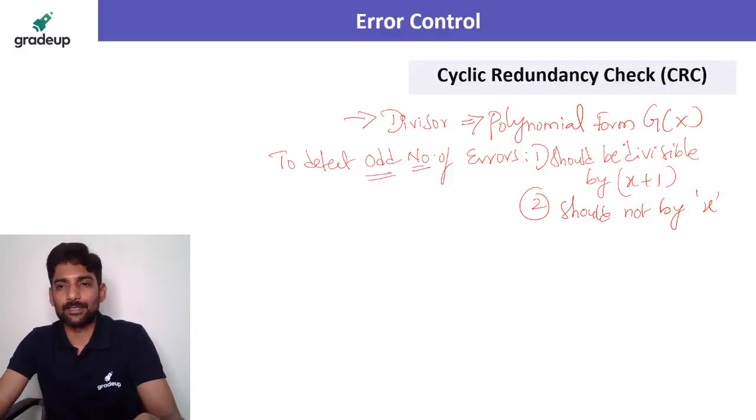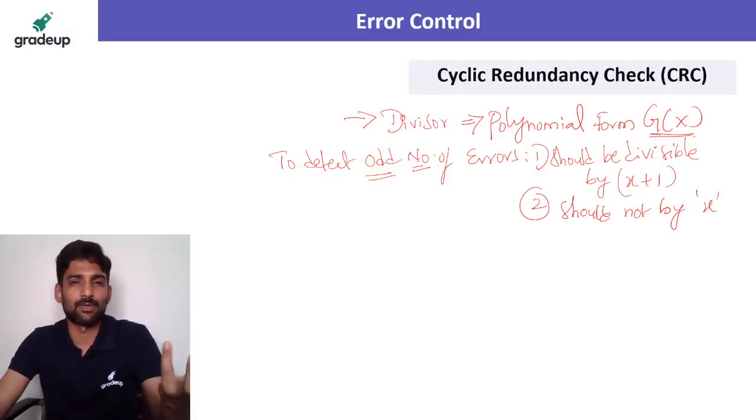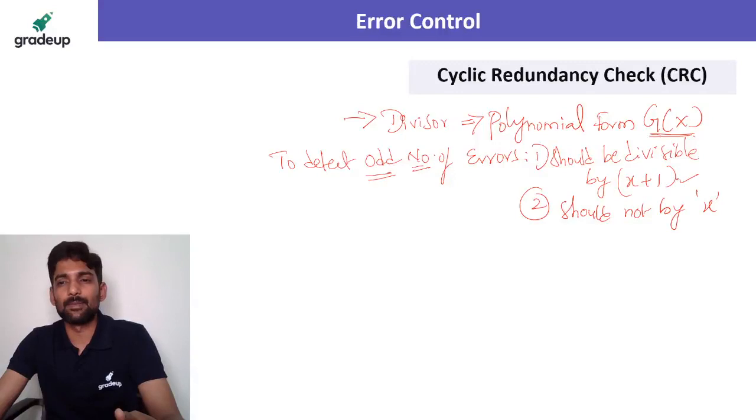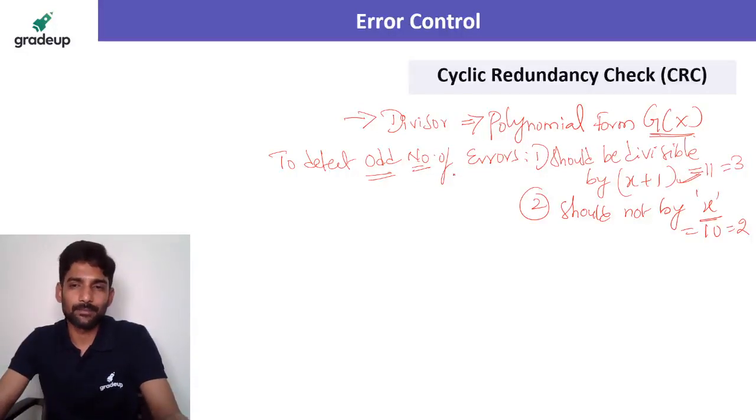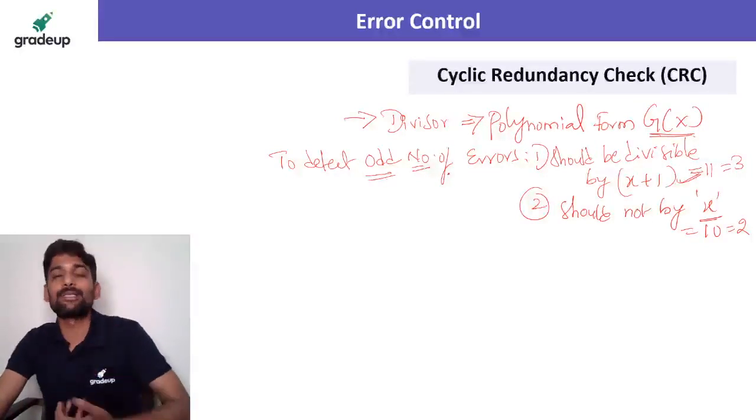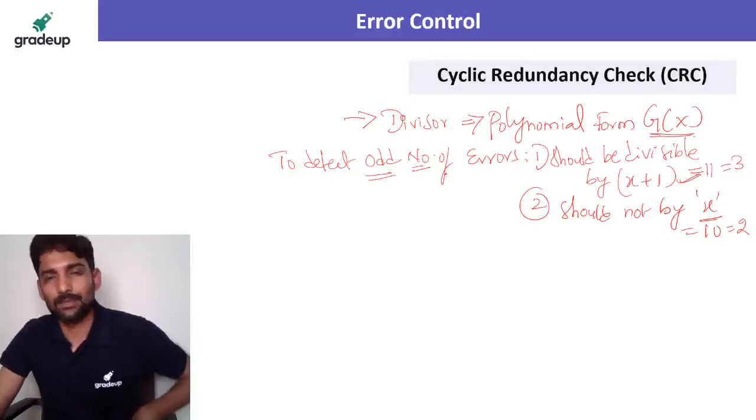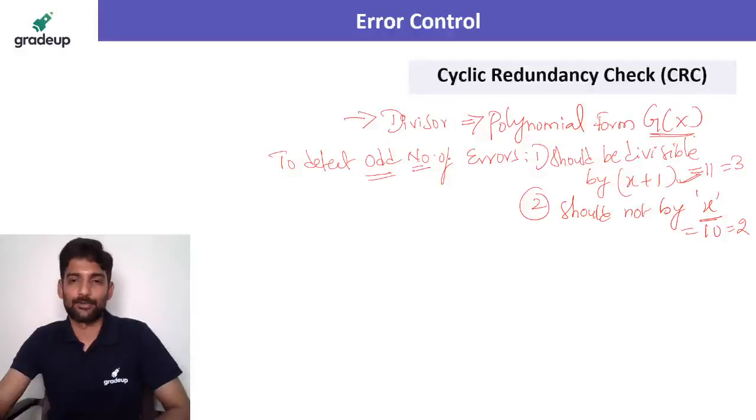So whatever the g of x, that means in binary we are taking 1 0 1 1 1 1 0 0. If you convert it into decimal, it will be around 12, 13, 15, whatever the value. What is x plus 1? 1 1, that means 3. What is x? 1 0, that means 2. So whatever divisor we take, it should not be divisible by 2, but divisible by 3. So this is the basic rule for detecting odd number of errors.